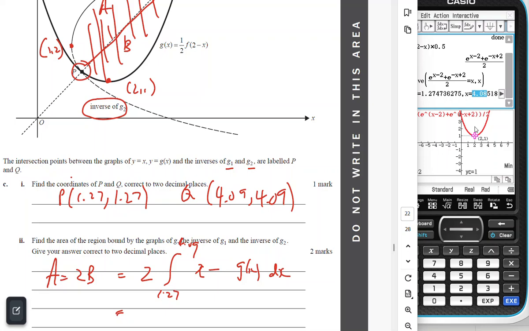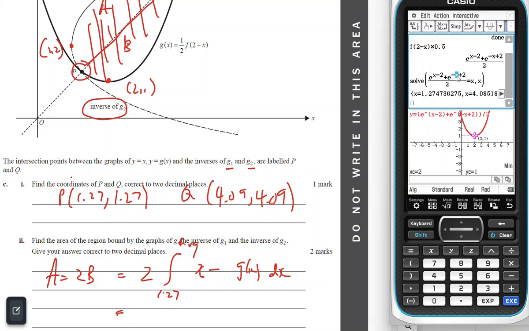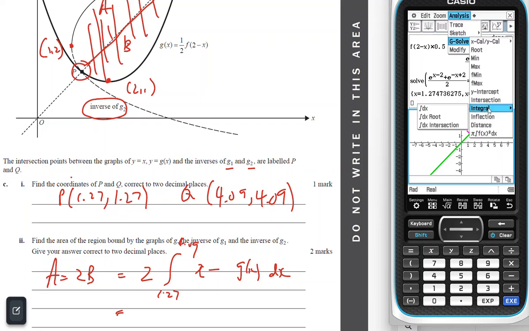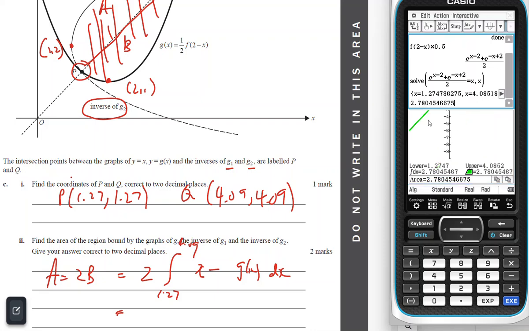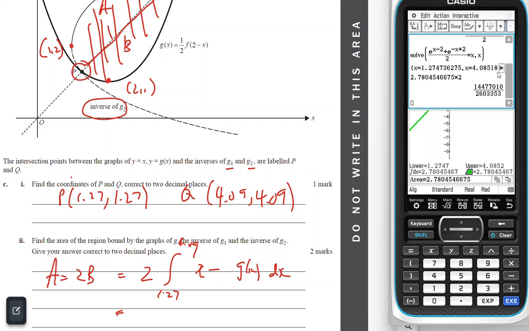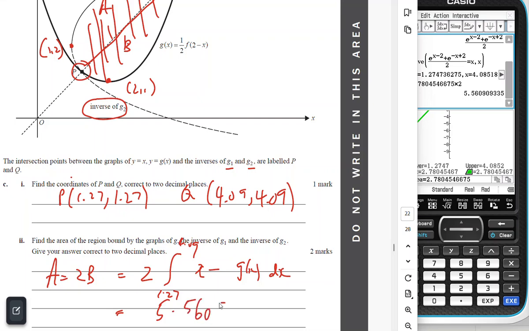And that's going to give me an answer which is, if I grab the line y equals x, and I grab this line here, and I do analysis, G-solve, integral, from the intersection points, except the first one, go across to the second one. There's my area. 2.78, and I multiply that by 2 because I want 2 of them, and I get an answer which is 5.560909335, and I want 2 decimal places, so 5.56 units.